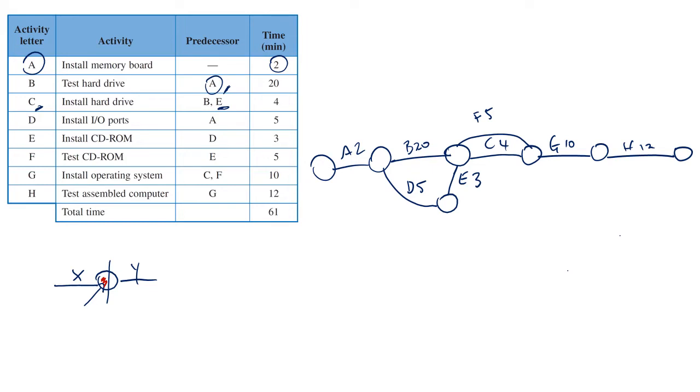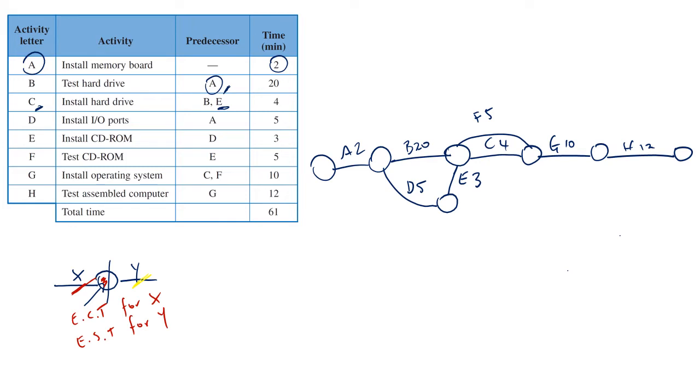Now that's going to be the earliest completion time for X or the earliest start time for Y. So you can see that on the left-hand side of the circle, I've just called them the early times. Now, you're reading from left to right, so it's the earliest completion time for the activity which comes immediately beforehand, or the start time for the one that comes after. That makes sense, I hope.